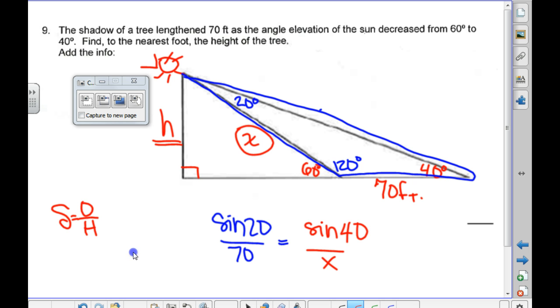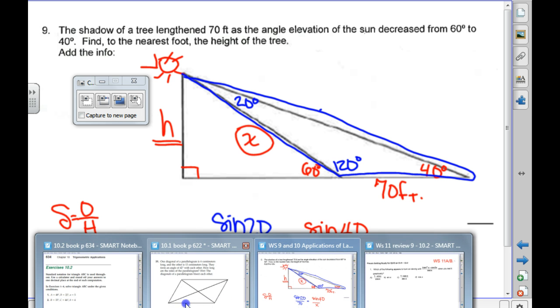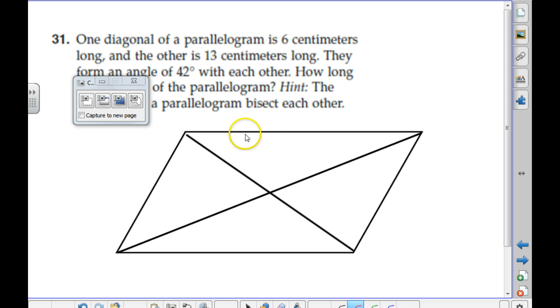I'm just making sure. Wait, are we doing questions? Yes. Can we do number 31 on the book page 622? The law of cosines, please? Well, of course we can. 31 right here. Okay.